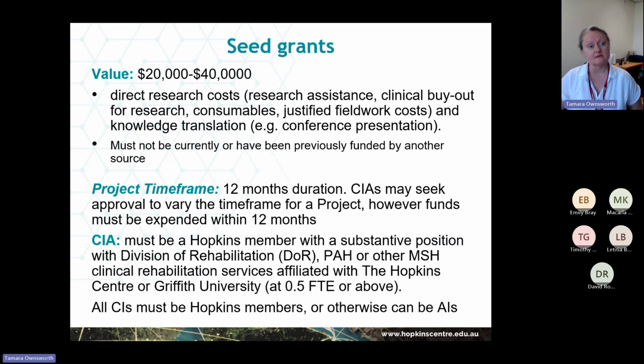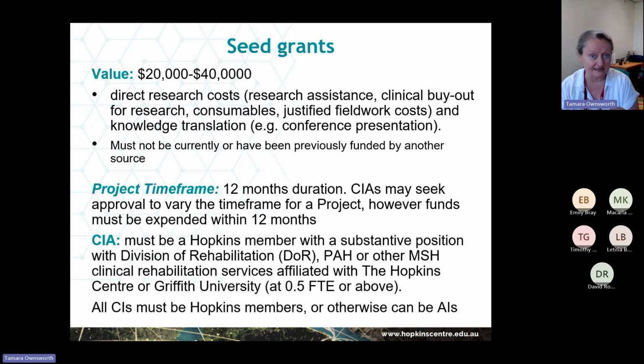So the seed grant scheme, the value of individual grants range from 20 to 40,000, and usually the budgets relate to direct research costs. So research assistance is a big one, clinical buyout for research, consumables relevant to the project, and other justified fieldwork costs. And we also allow some knowledge translation costs, such as conference presentations, for example, supporting you to attend conferences and present. Importantly, the application you put forward must not have current funding or been previously funded by another source.